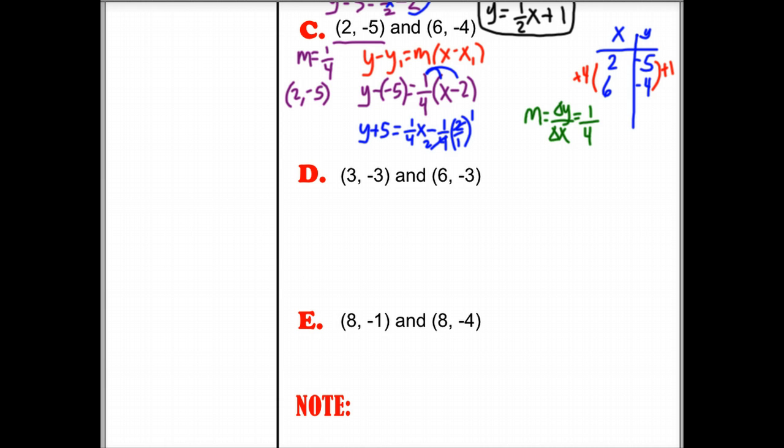So then I'll write it over here. Y plus 5 equals 1/4 x minus 1/2. So we subtract 5 from both sides, and we get our final answer of y equals 1/4 x minus 5.5.